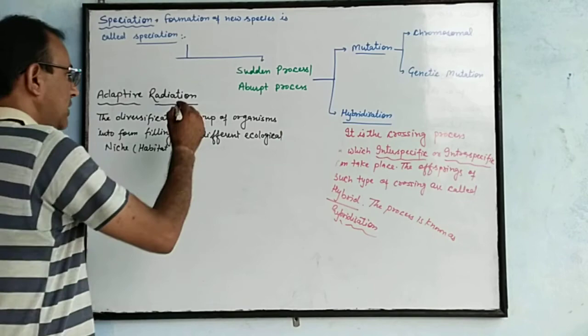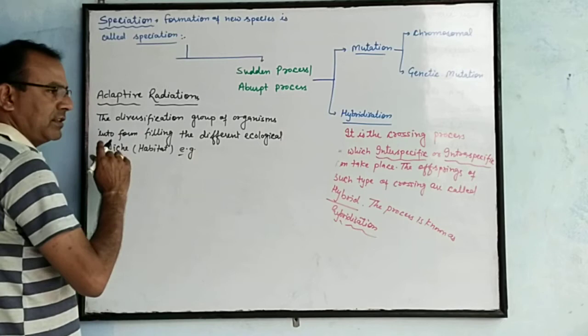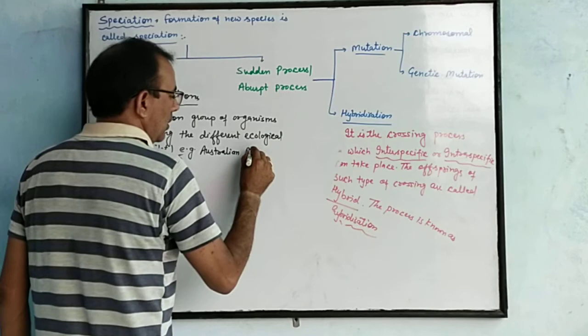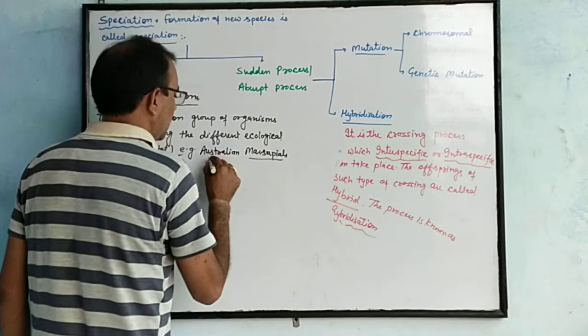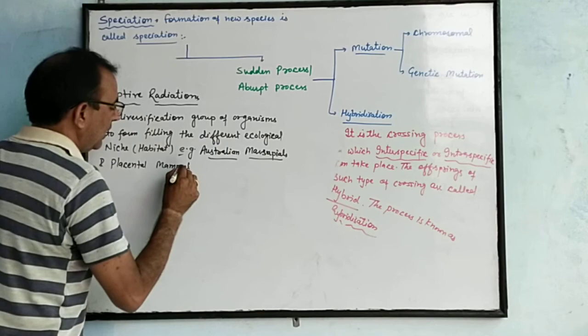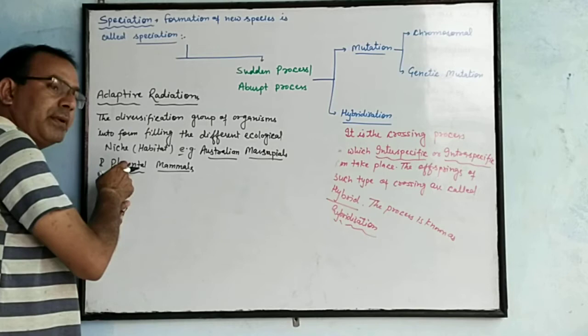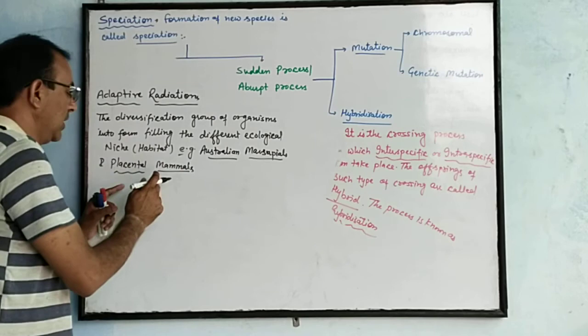As we have already discussed, an example of adaptive radiations is Australian marsupials and placental mammals. What does that mean? Placental mammals are organisms which have mammary glands and a placenta present in the womb at the time of birth. Those are put into placental mammals.